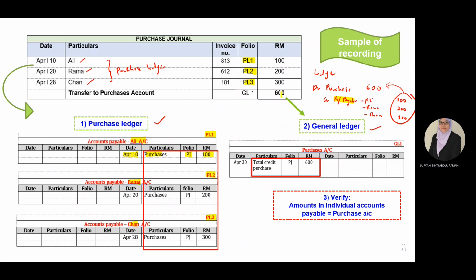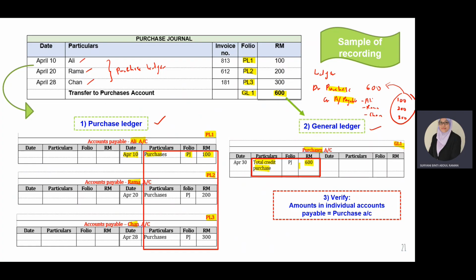Finally, you will transfer the total of the purchases into the general ledger. So as you can see, you have renamed the reference of purchases account as GL1. So this is GL1 referring to purchases account, and you will record on debit side as total credit purchase, 600 ringgit.